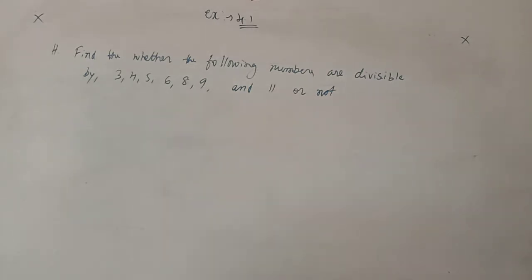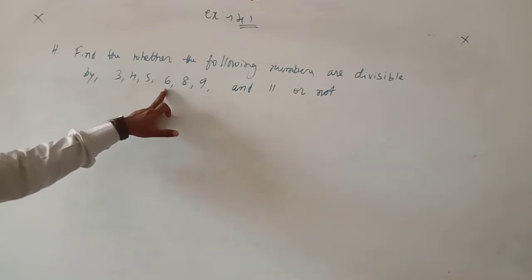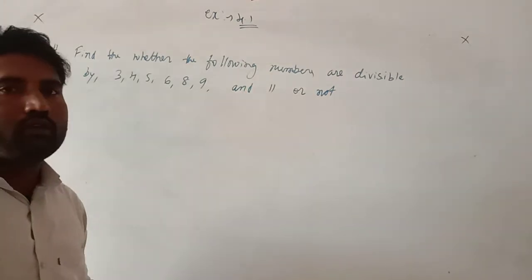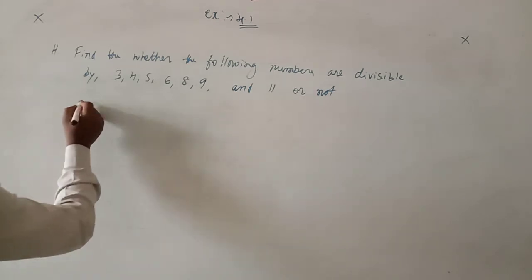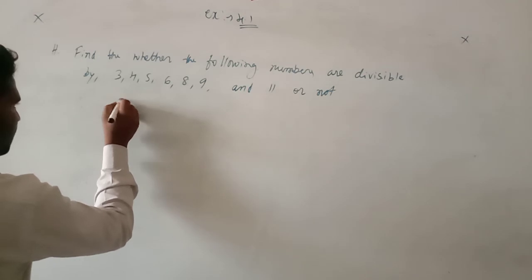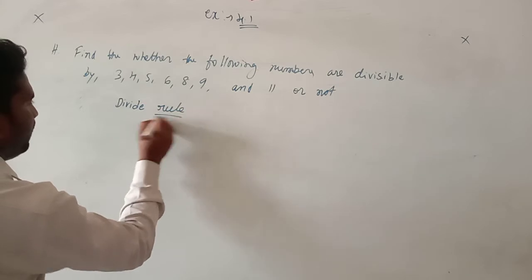So before solving the problems, we should know the properties of numbers divisible by 3, 4, 5, 6, 8, 9 and 11. What are the properties of the numbers that can be divided by 3, 4, 5, 6, 8, 9 and 11? So now I am teaching about 2. Okay, the division rule.